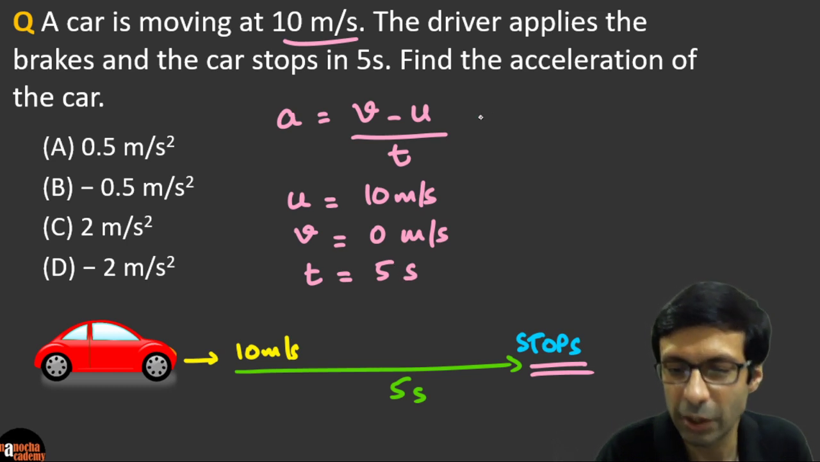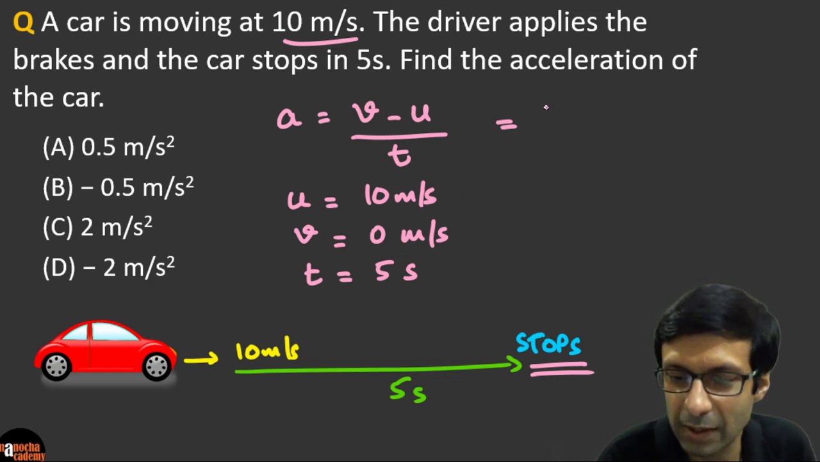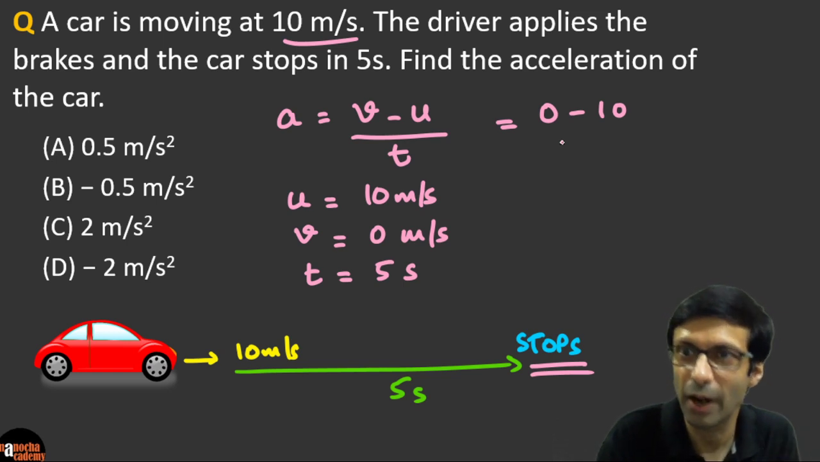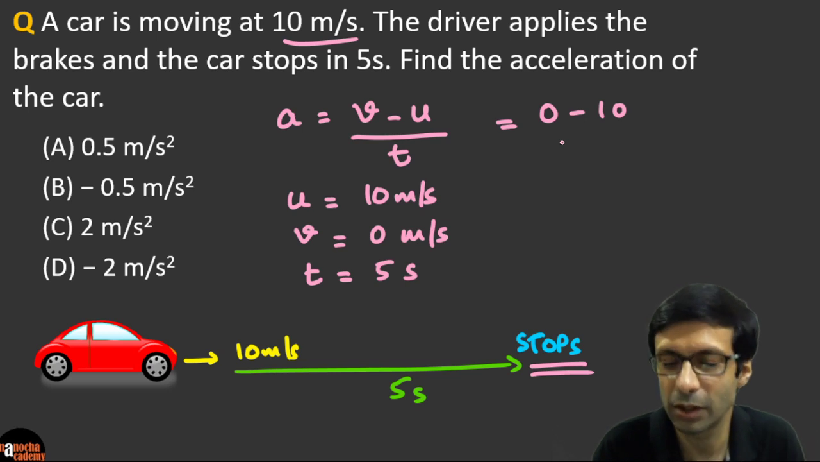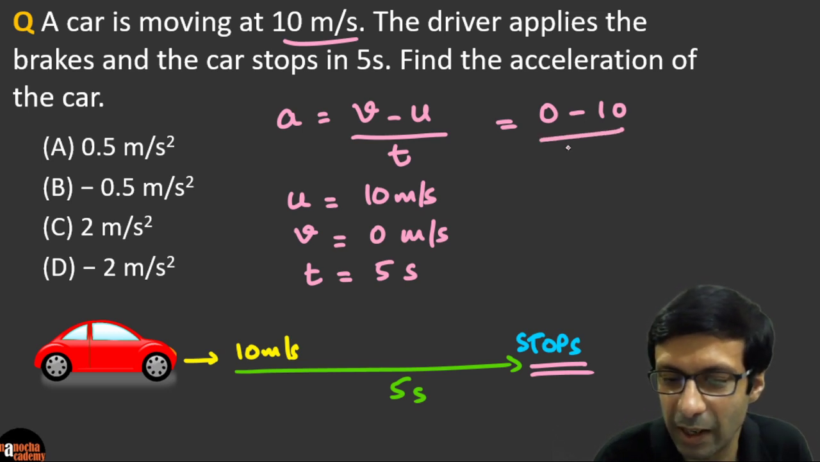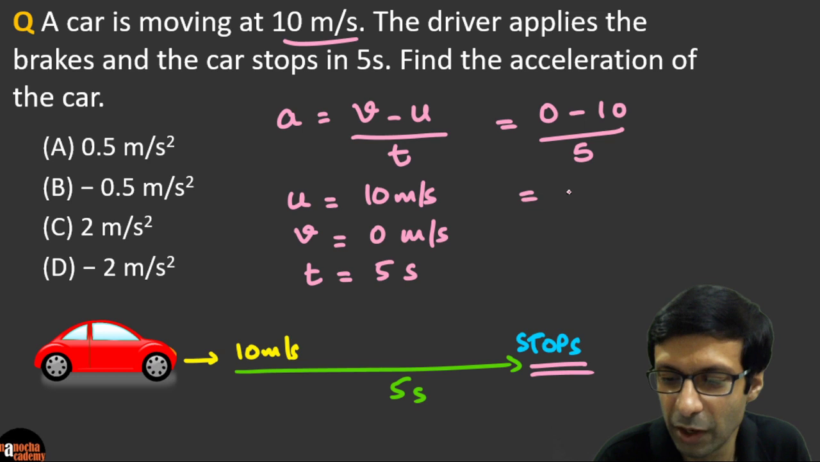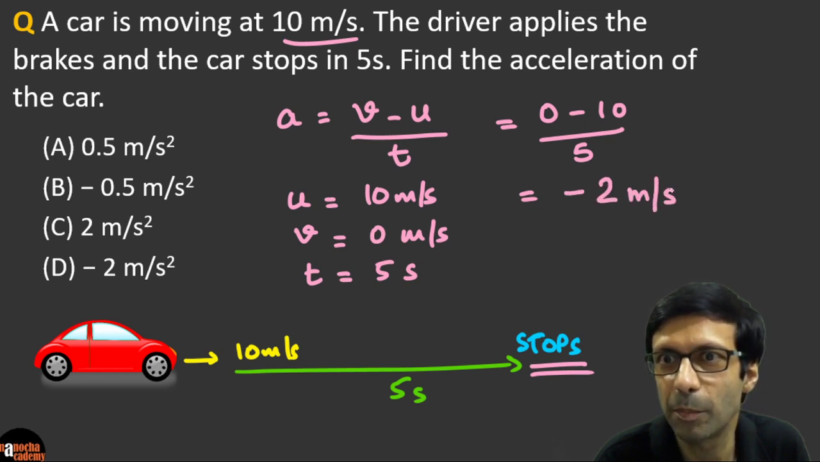Now guys, we just need to substitute the values in the formula. Be careful. It's not 10 minus 0, it's 0 minus 10. The change of velocity is always final minus initial, never initial minus final. So the change of velocity here is 0 minus 10, divided by 5 seconds. What do we get here? 0 minus 10 by 5 turns out to be minus 2 meters per second square.